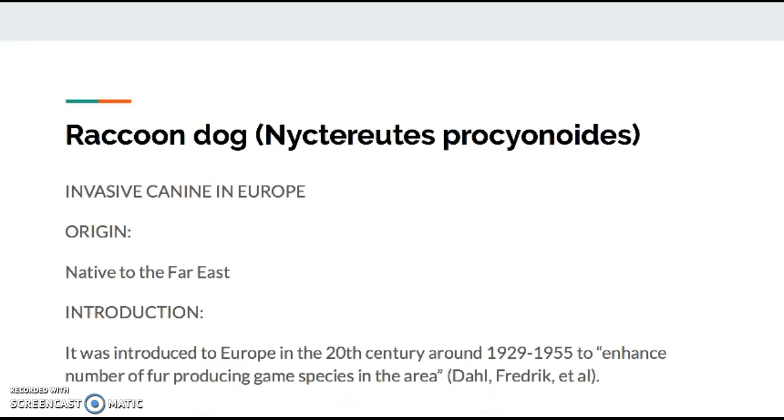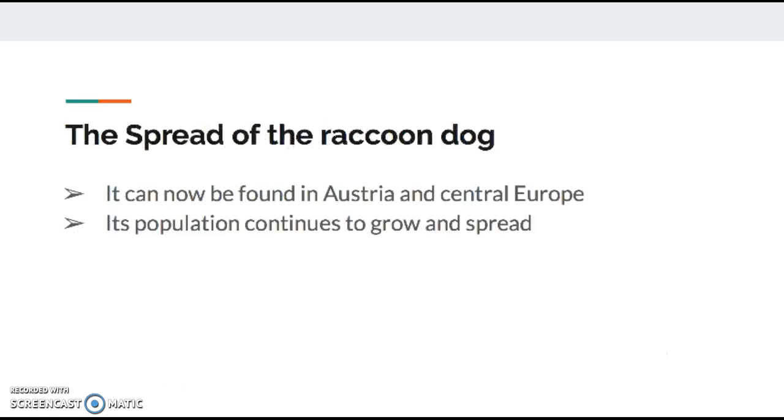My third invasive species is one that is invasive in Europe. It is the raccoon dog, and it is an invasive canine in Europe. Its scientific name is Nyctereutes procyonoides. Its origin is in the Far East, and it was introduced to Europe in the 20th century, around 1929 to 1955, to enhance the number of fur-producing game species in the area. There is no specific discovery date.